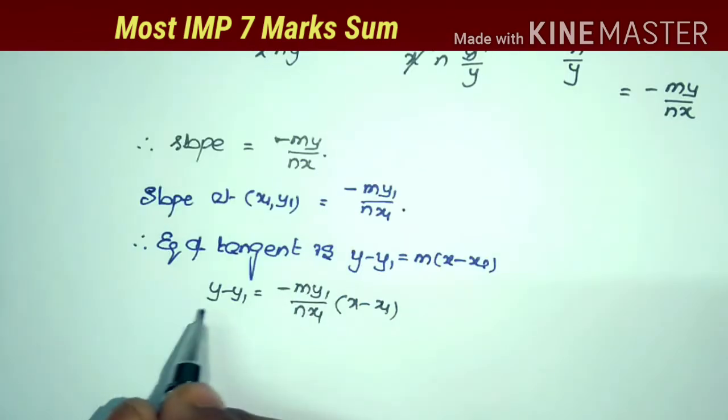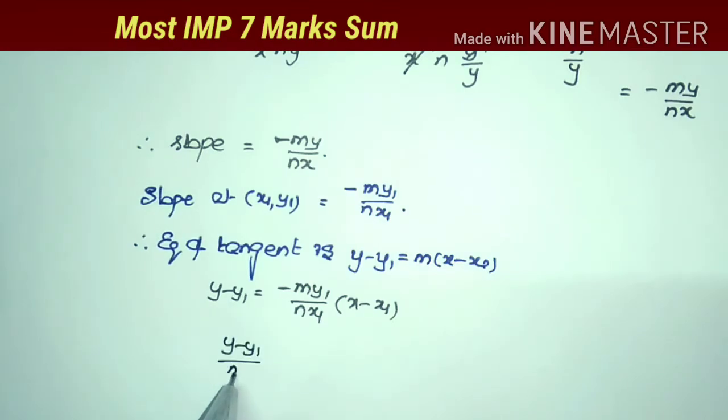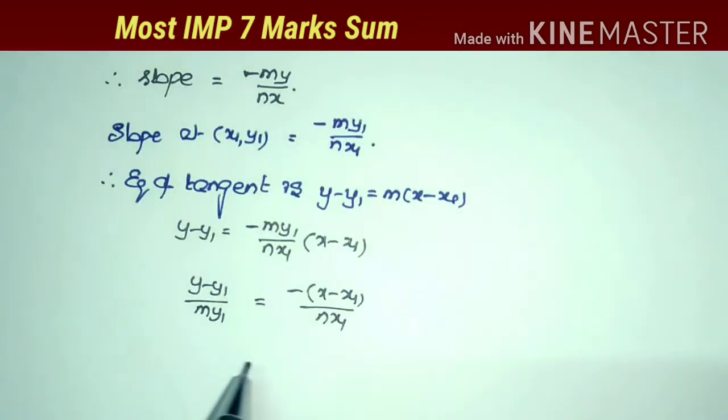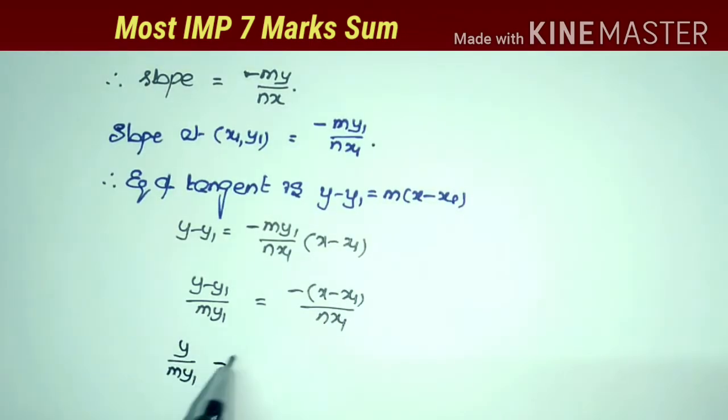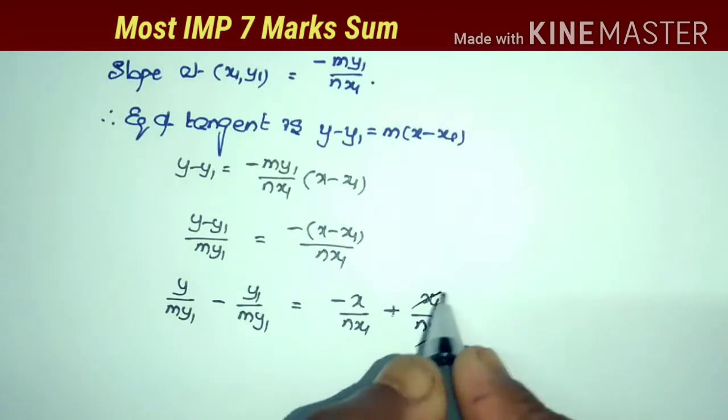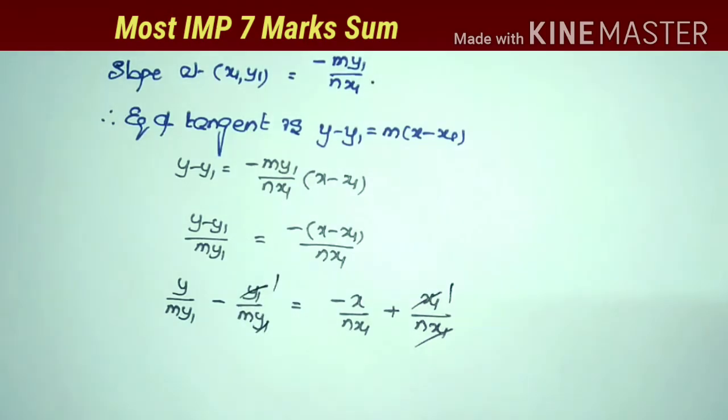Now, writing this my1 to this side, that is, y minus y1 by my1 is equal to minus of x minus x1 by nx1. Writing the y terms on one side and x terms on one side, separating the denominator: y by my1 minus y1 by my1 is equal to minus x by nx1 plus x1 by nx1. Here x1 is cancelled and y1 is cancelled.